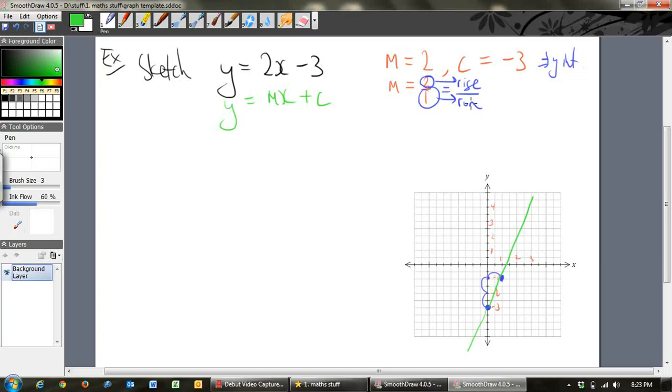So the steps are, sketch the y-intercept first. You put the y-intercept on there, and then from that y-intercept, you follow the directions of the gradient.